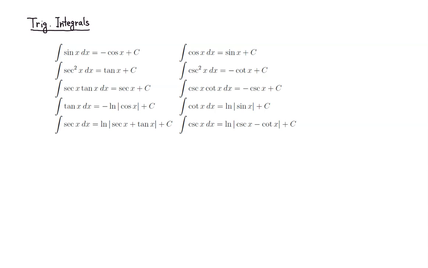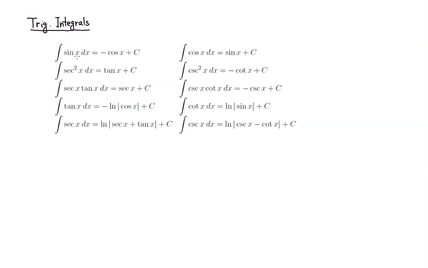Alright, let's look at the trig integrals. The first six of them are just a reversal of the derivative. If you look at these, the derivative of negative cosine of x is positive sine of x, right? So it's just a reversal of that.